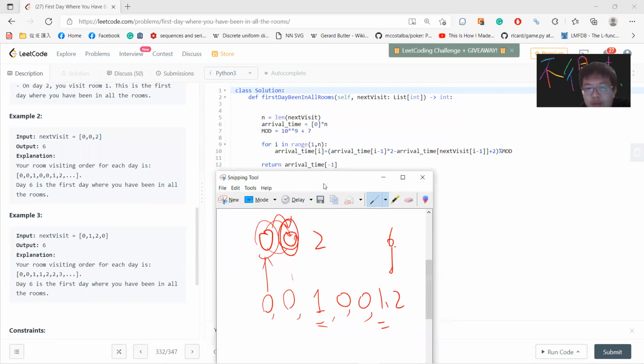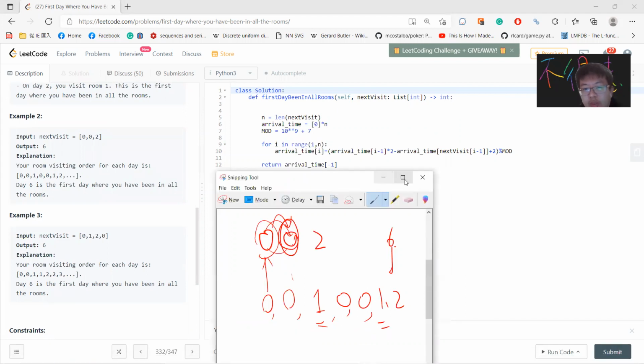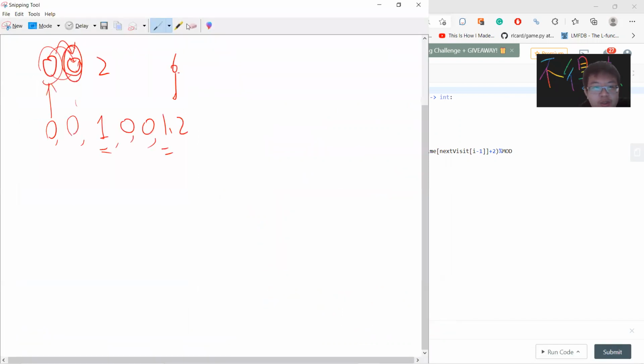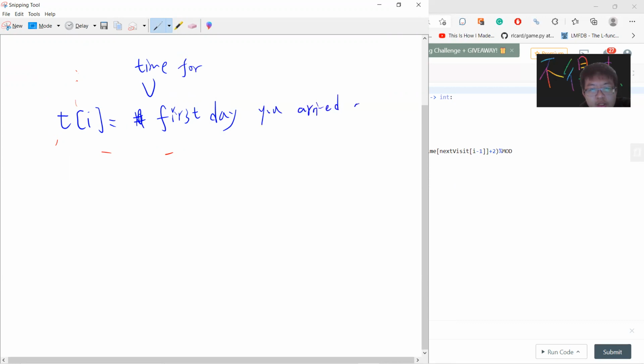This problem looks very difficult, but you can solve it with DP. Let me just tell you the answer. The answer is very simple. Once I write down the answer, you will feel this problem is very easy. Let me define T of i to be the time of the first day you arrived at room i.